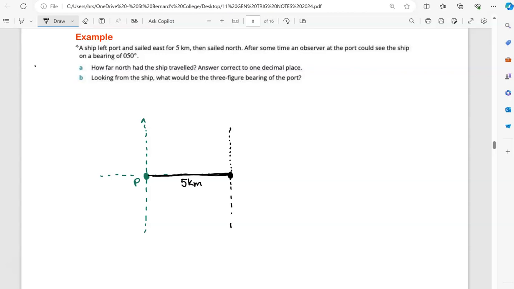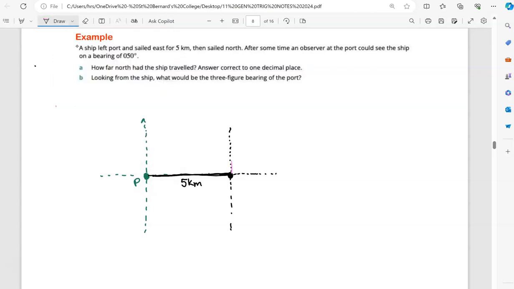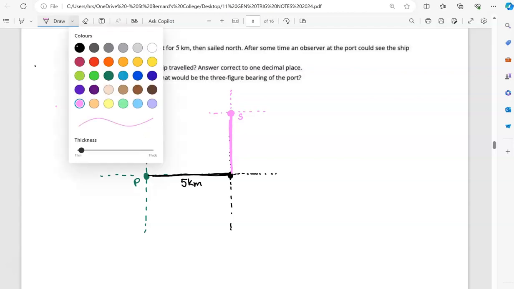Then we draw another compass so that you can see those north lines and things like that. Once it's done that, it then sailed north for some time. So I'll change the color, and it then went up north for some time. Okay, so off it went up that way. After some time it got to here, so we'll just say this is where the ship is now. I'll draw just a light one, just so I can see what's happening. It said an observer at the port.